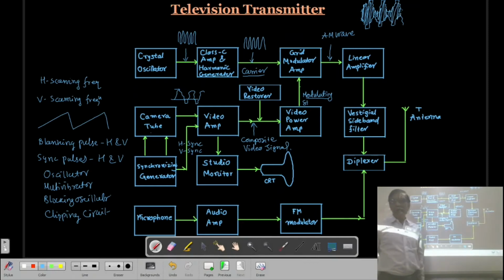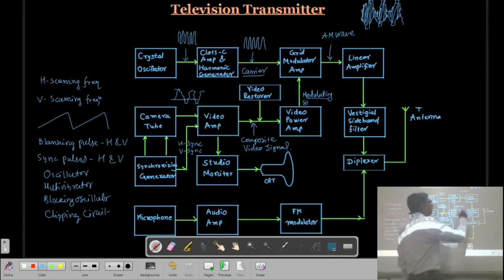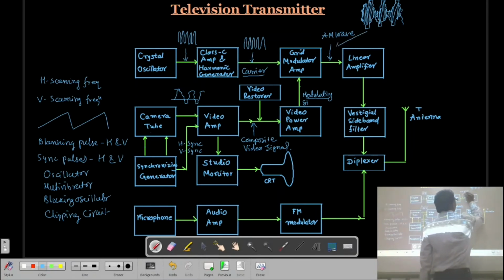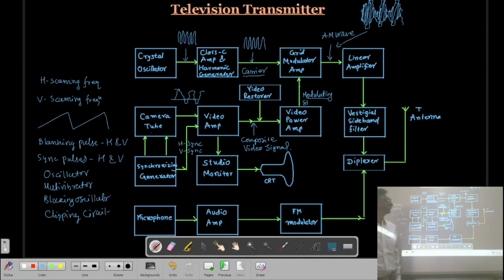This is my amplitude modulated wave. Remember, this amplitude modulated wave is going to appear here, then amplified by the linear amplifier. Now here we have a vestigial sideband filter.